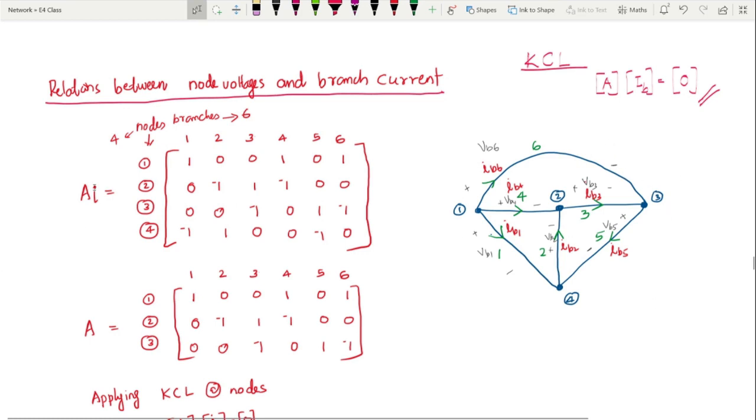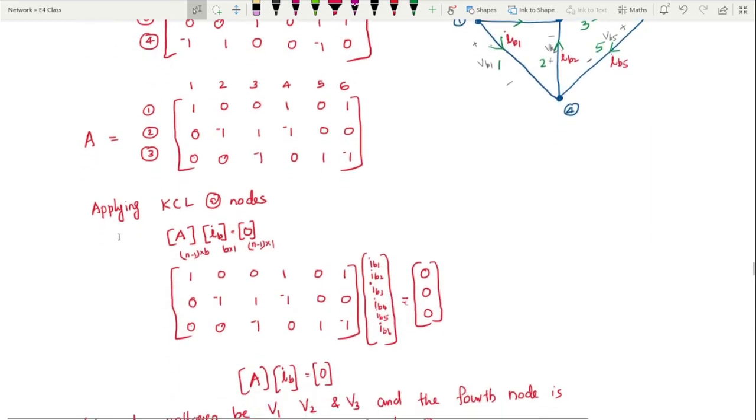So let's consider this graph. For this graph, the complete incident matrix is obtained like this. When we remove any one row from this complete incident matrix, that matrix is known as the reduced incident matrix. Here I removed the last row. So this is the reduced incident matrix. When we apply KCL at a node, the matrix representation of the KCL equation is like this. Here the size of the A matrix is n minus 1 by B. Why? Because we removed one row.